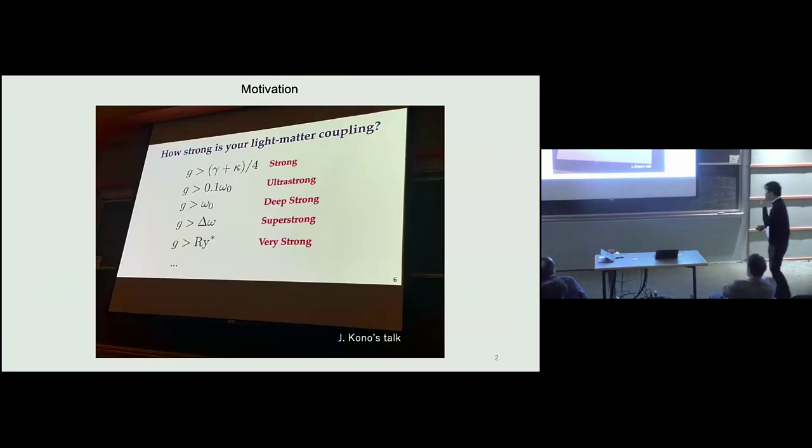As a motivation, yesterday there was this very funny slide from Jun Kono's talk, and there was this idea of how strong your light matter coupling is. So strong, ultra strong, deep strong, and so on. I was really very interested in this concept, especially when I saw this deep strong stuff. So this is where your G compared to your omega naught. G is larger than your omega naught. So then I started to think what this means in the context of Fourier engineering and also cavity physics.